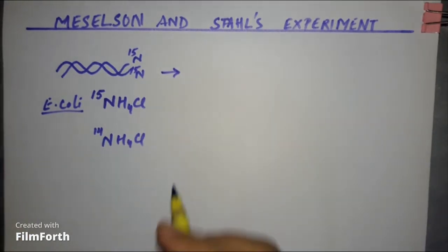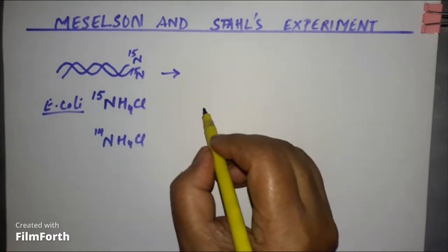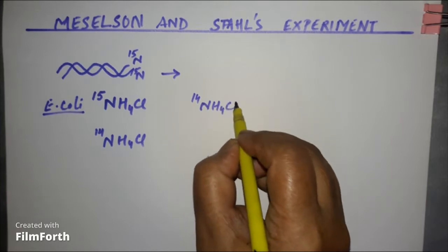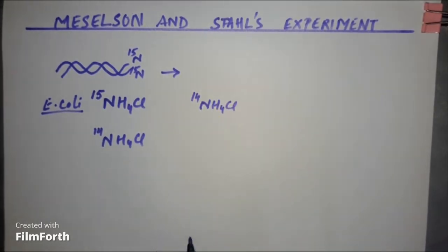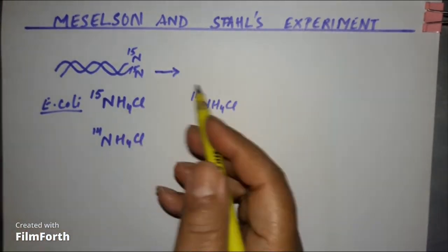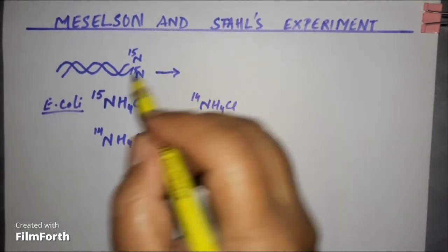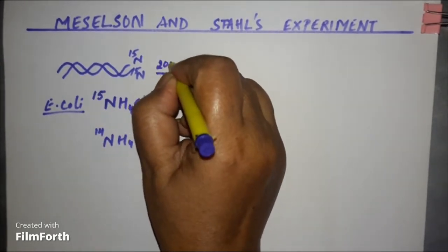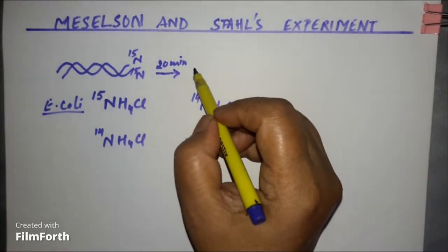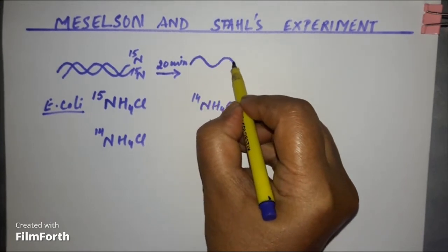Now they extracted these E. coli from this medium and transferred them into a medium containing normal nitrogen, ammonium chloride. So they transferred them into a normal medium, and these bacteria multiply in 20 minutes. Okay, so after 20 minutes they extracted this and measured their density.